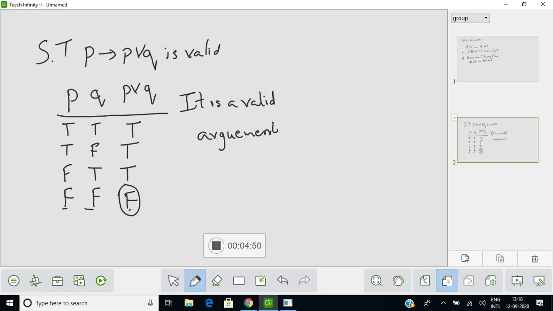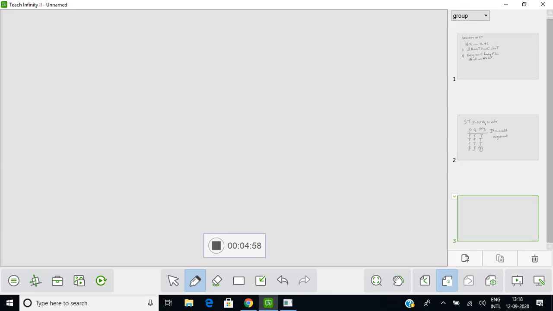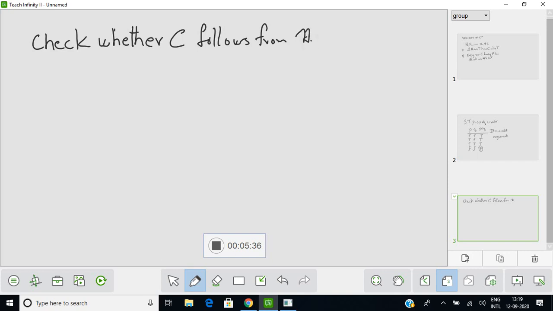So now let us see one more example, a small illustration whereby you will be able to identify whether this is valid or not. Now consider the second problem. We have to determine whether C follows from H1 and H2. Check whether C, the conclusion, follows from the given hypotheses, that is our H1 and H2.